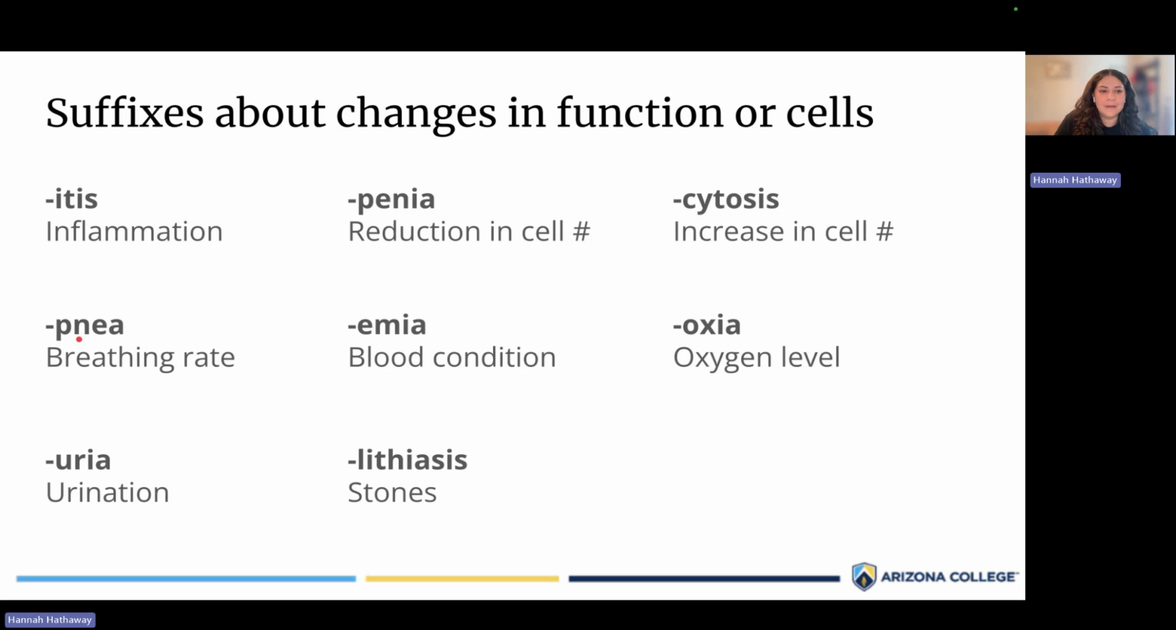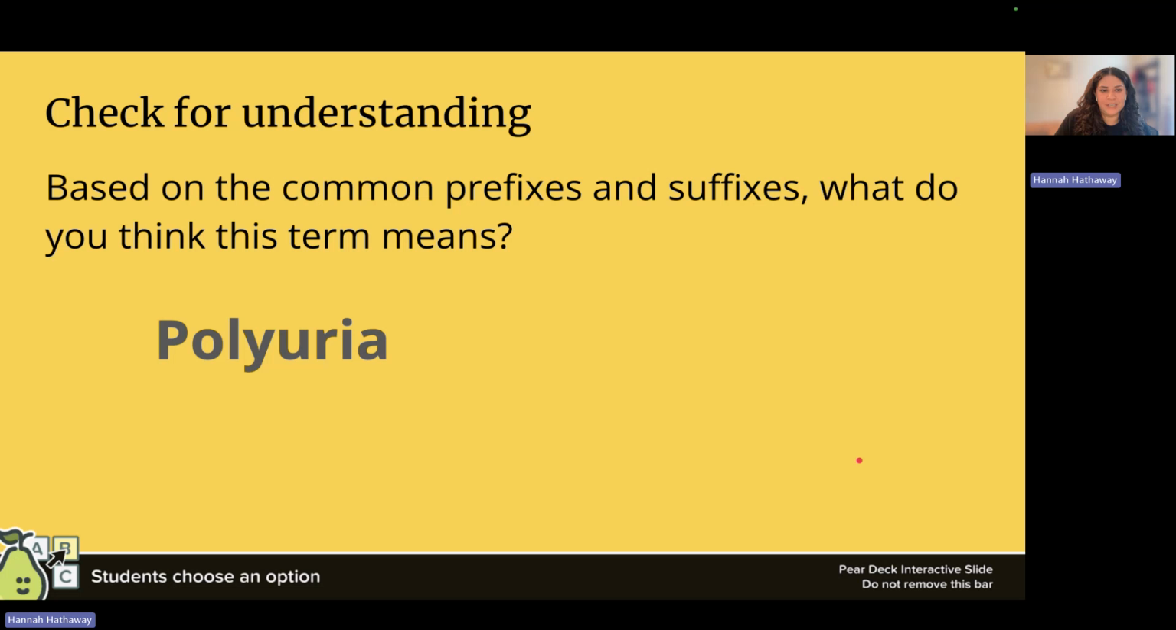All right, and the next one, pnea, is a breathing rate. Emia is a blood condition, so relating to the blood. Oxia is oxygen, related to oxygen levels in the blood. Urea is urination. And then lithiasis is stones, so like kidney stones or gallstones. There are specific terms we will use that are more medical, and they all include the term lithiasis for those stones. Okay, like I said, a good number of prefixes and suffixes, but they will really help you in the long run. Let's do some checks for understanding.